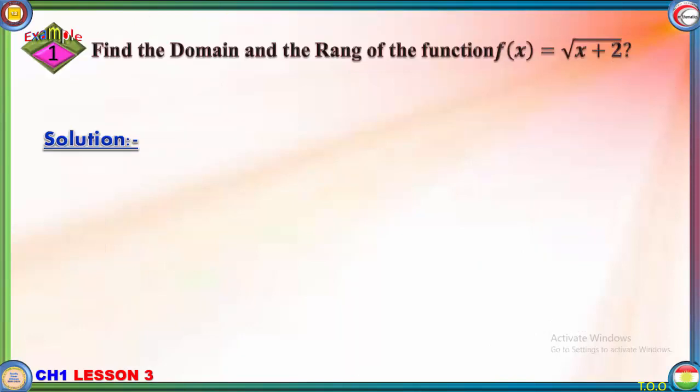Example number 1. Find the domain and the range of the function f(x) equals square root of x plus 2. First of all, we can write this function in the general form f(x) equals square root of x minus minus 2 plus 0.